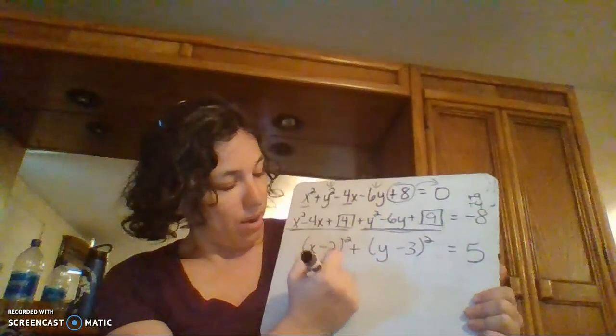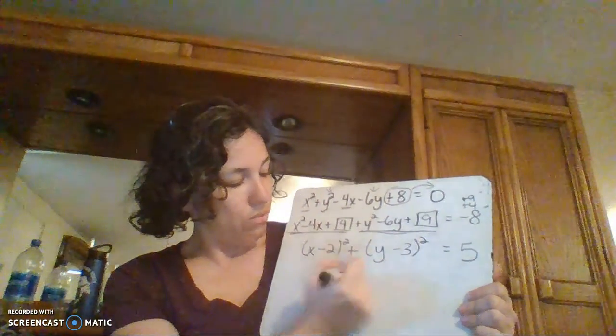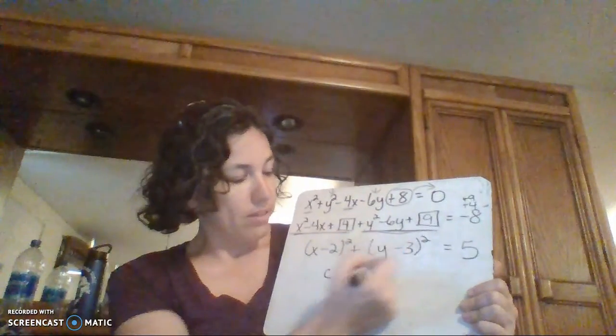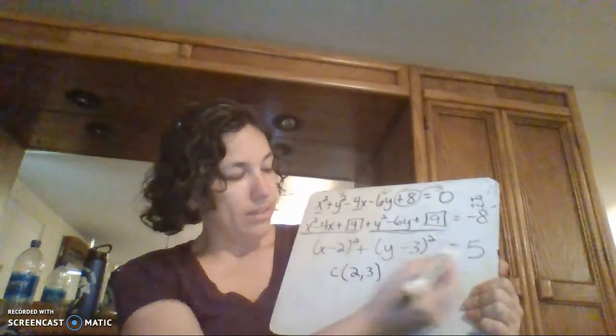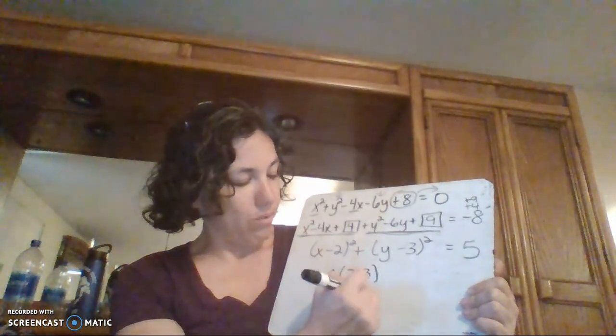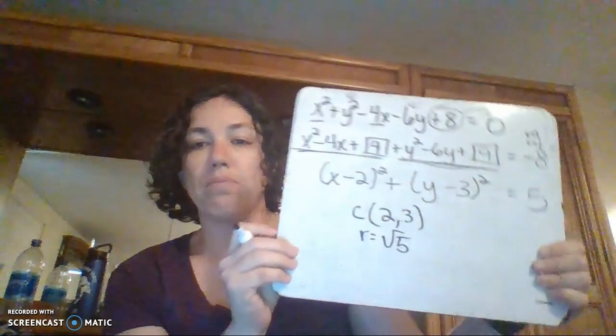And if I wanted to now, I could say the center is 2, it's got to be positive, and positive 3. And my radius is the square root of 5. That would be my answer.